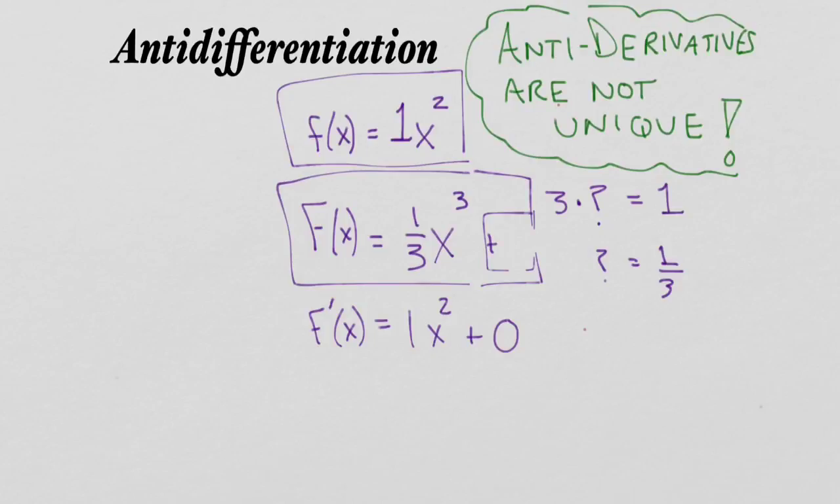Now, the same could be true if I had said that the antiderivative, capital F of x, is 1/3 x cubed plus 2, right? Because the derivative of 2 is also 0. And in fact, this constant could have been 21, or it could have been 217, or it could have been 2,174. It could have been any constant, because the derivative of any constant is always 0.